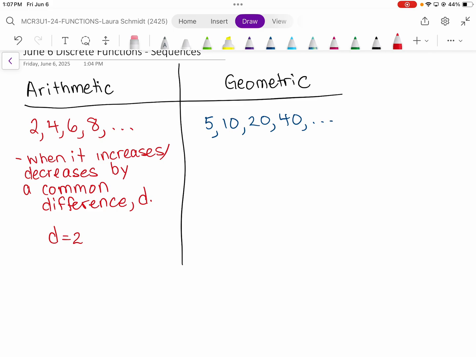And to figure out the common difference, you just take any term you want, say 6, and subtract the term in front of it. So 6 minus 4, 2. 8 minus 6, 2. 4 minus 2, 2.